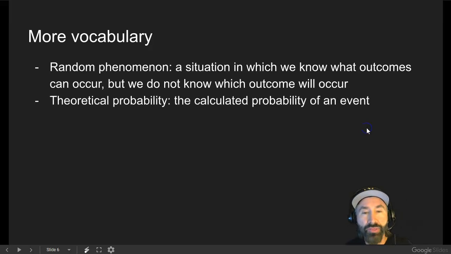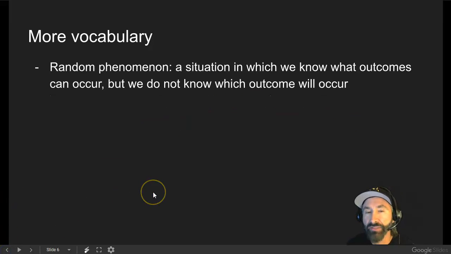Then there's something called theoretical probability. By the way, let me back up before I leave the random phenomenon. So what would be an example of this? Well, if we go to roll 1 die, we know that we could get a 1 or a 2 or a 3 or 4 or 5 or a 6. That is the sample space of all possible outcomes, and they are equally likely. But we don't know whether we're going to get a 1, a 2, 3, 4, or 5, or 6. So we would call rolling a die a random phenomenon.